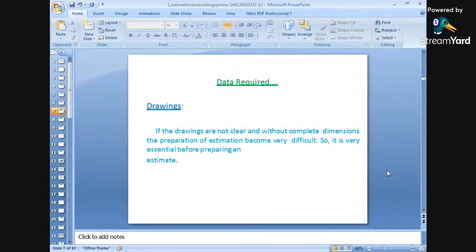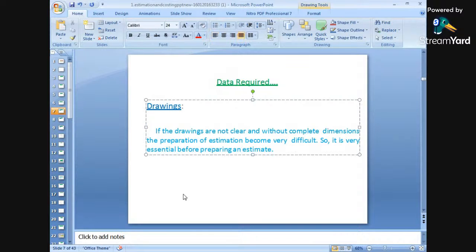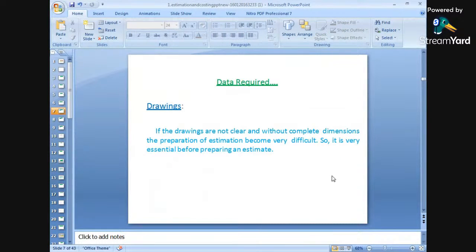Next, if drawings are not clear, without complete dimensions, the preparation of estimations becomes very difficult. That means the drawings should be clear, and the dimensions in the drawings should be clear, so that on the basis of them we can easily prepare an estimate. Okay? If the dimensions are not in a proper way, it is very difficult to prepare an estimation. So it is very essential before preparing an estimate that the proper dimensions should be there, and the plan, sections and elevations should be in a proper way, so that on the basis of them we can have an estimate of a particular type of structure.